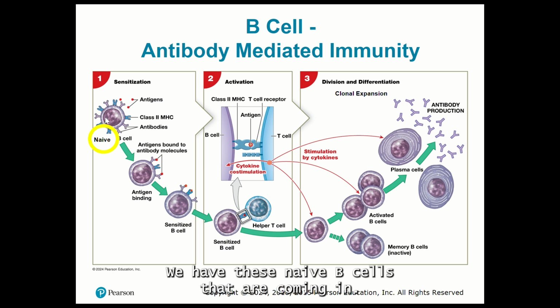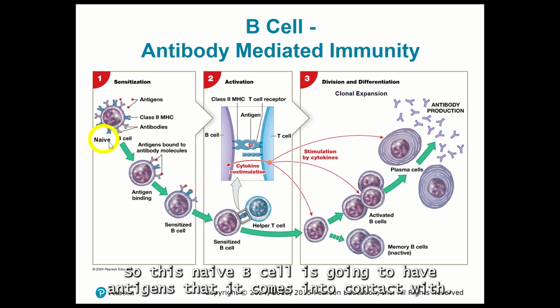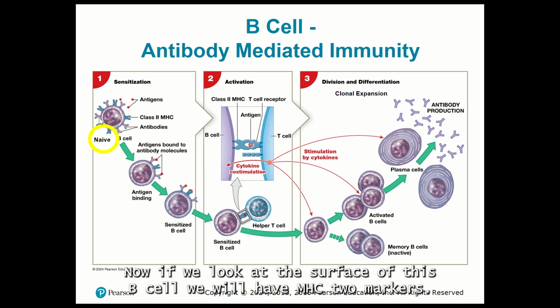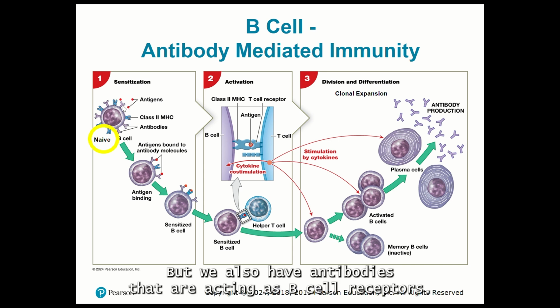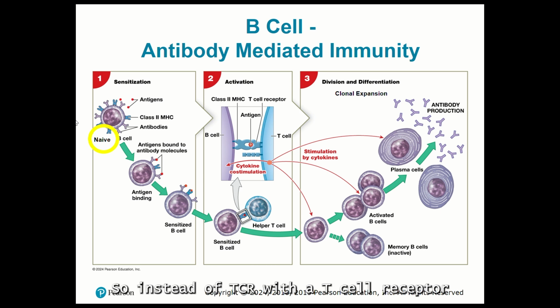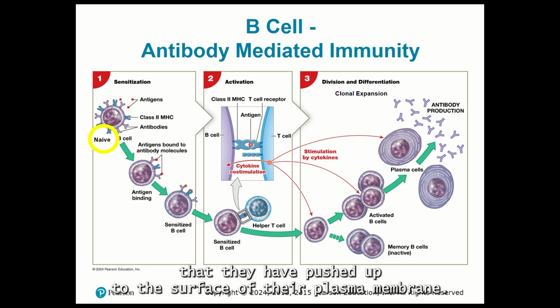We have these naive B cells that are coming in. So remember, naive means that it has not encountered a pathogen yet. So this naive B cell is going to have antigens that it comes into contact with. Now, if we look at the surface of this B cell, we will have MHC2 markers. So here's our class 2 MHC that's going to be on the B cell. But we also have antibodies that are acting as B cell receptors. So instead of TCRs with a T cell receptor, our B cell receptors are going to actually be antibodies that they have pushed up to the surface of their plasma membrane.